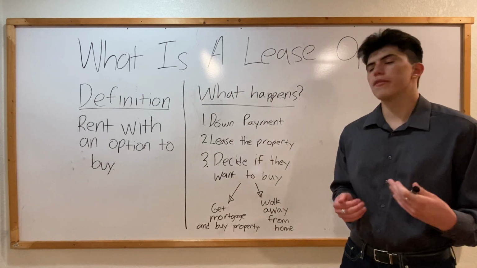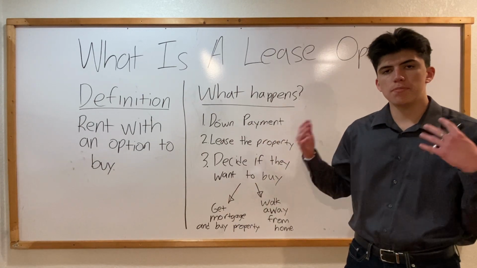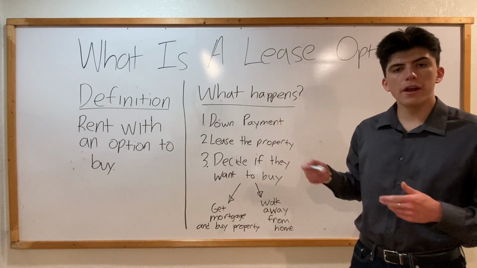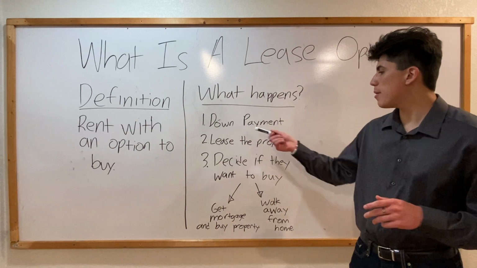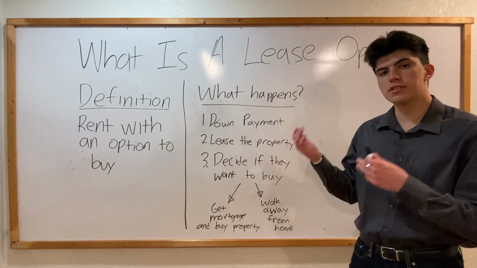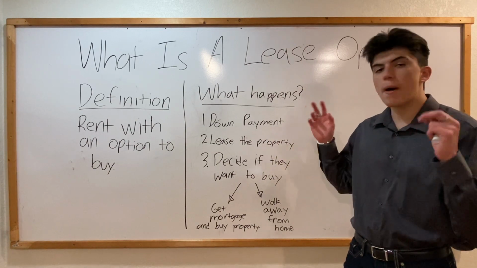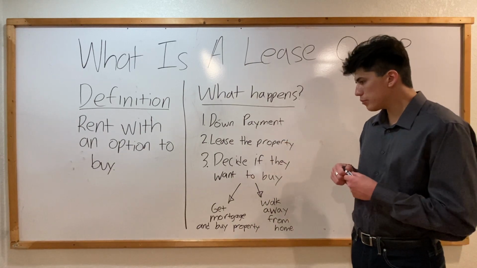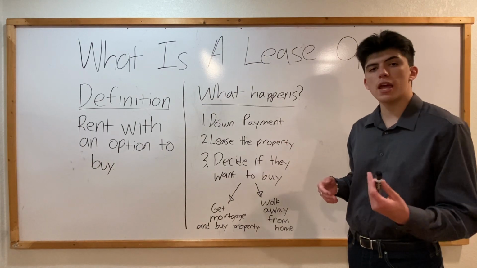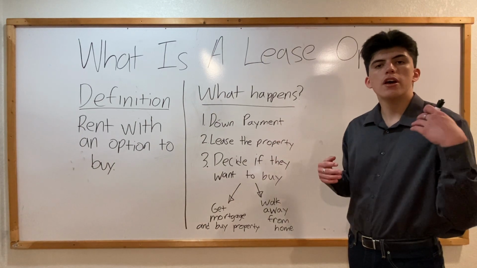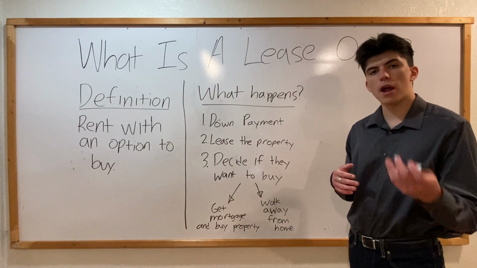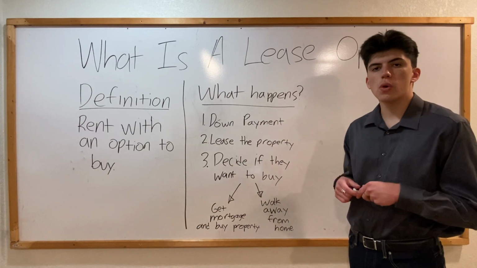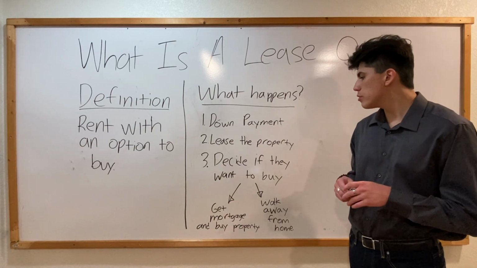Now, I also want to cover what happens in a lease option most of the time. So, what happens in a lease option is the buyer will come in, they'll place a down payment. This down payment goes towards the seller because since they're buying the home, they have to put a down payment. And then, once they put a down payment, the buyer is able to lease the property for a specific time frame that the seller and the buyer will agree upon. Usually it's anywhere between 1 and 5 years, with 2 years being the most common. So we'll just go for 2 years.